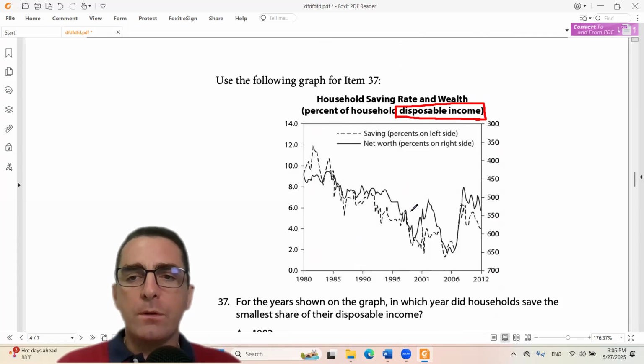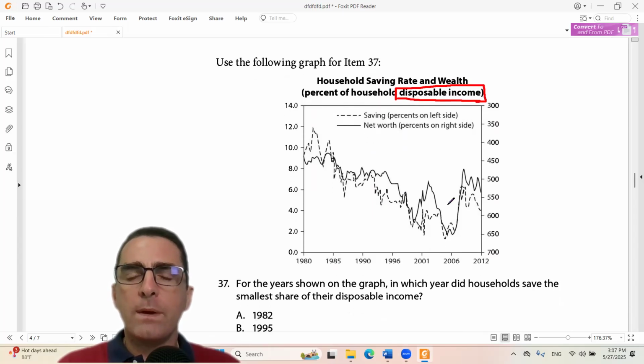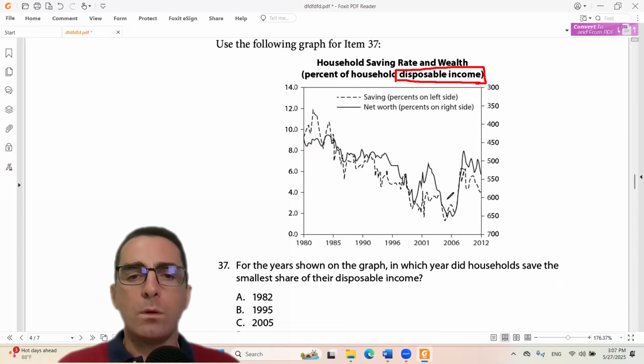So we got a graph, which is all squiggly and a bit scary, but not really. We have a broken line and a solid line. Broken line is savings, the savings of the people in this place, and then net worth. So what are we looking for? We get percentage on the left-hand side. People's net worth is over here, how much money they're worth in total.